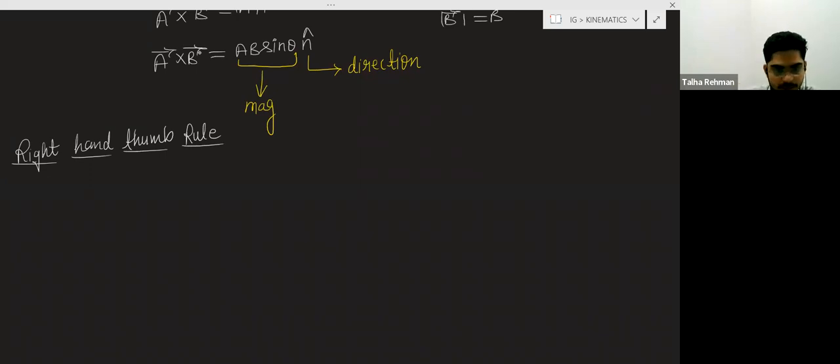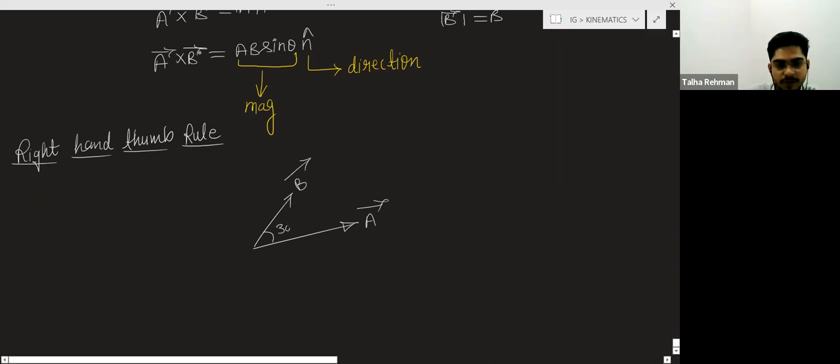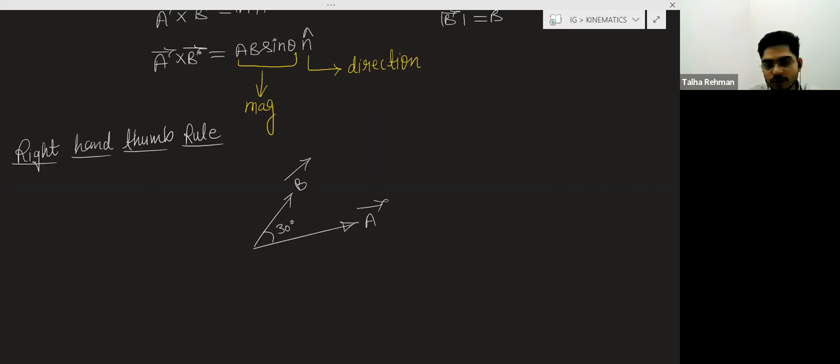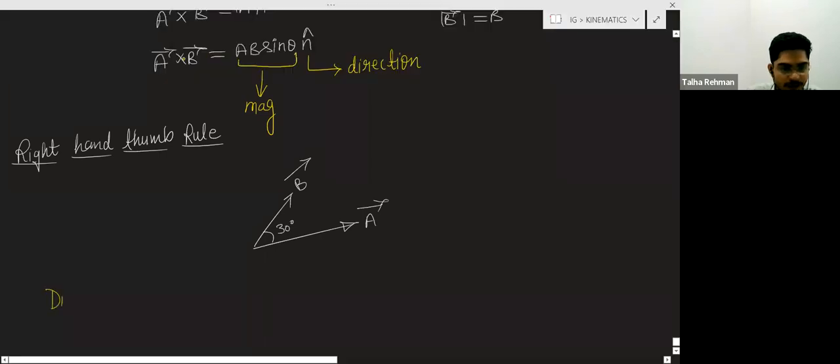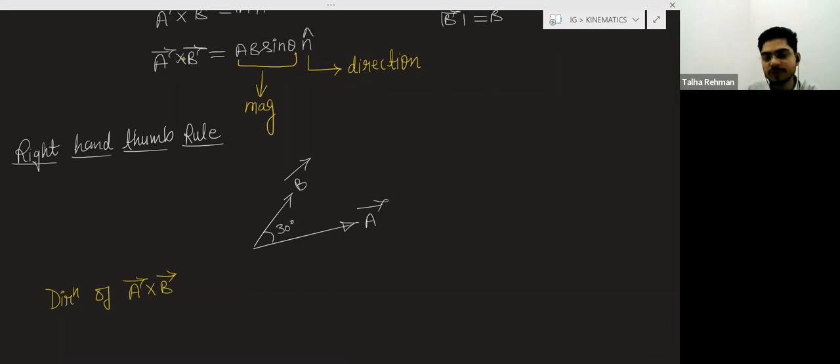If I am saying this is your A vector and this is your B vector, and suppose the angle between the two vectors is 60 degrees or 30 degrees. If someone says find the direction of A cross B, I am not talking about the magnitude. I want the direction of A vector cross B vector. So we will use the right hand thumb rule. Now what is the right hand thumb rule?